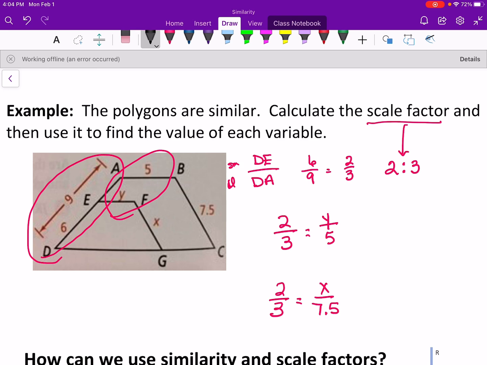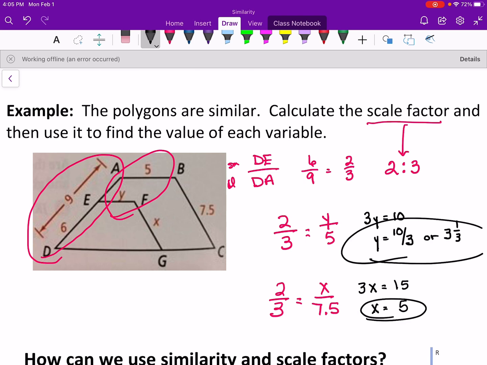We already know how to solve these. We do it by cross multiplying. So 3y equals 10. Divide both sides by 3. Y equals 10/3 or 3 1/3. Please do not type it in your calculator and get a repeating decimal, because then you'll want to either chop it off or round, and it will not be an exact value. We are looking for exact values only. Cross multiplying on the next one, we get 3x equals 15. Divide both sides by 3 and x equals 5. So there are the values of our two variables.